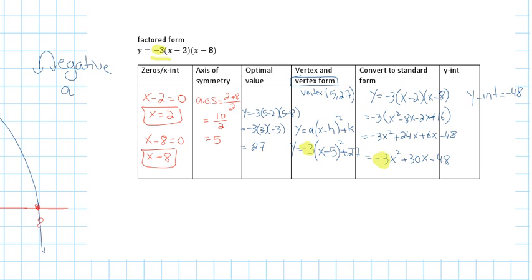Vertex form, factored form, standard form, expanding, finding the zeros, finding the vertex, finding the y-intercept. This is everything we learned so far. Do you see that? Putting the puzzle together. So if I have the factored form, this is what I need to do.